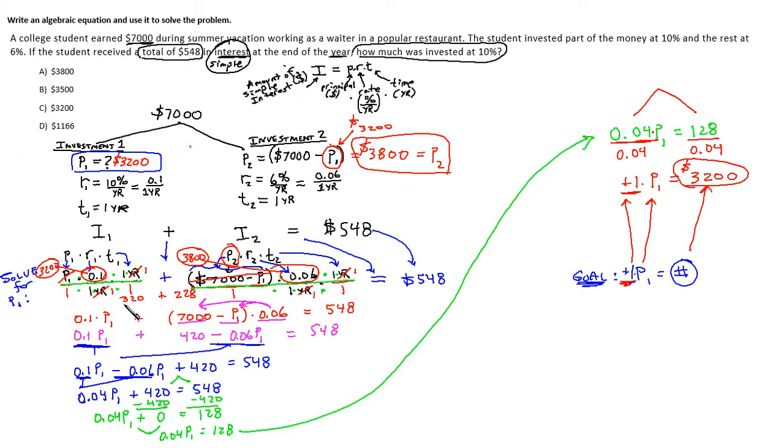Now, when we add these together, 320 plus 228, look at what we get. 548. There's the proper check. That his two individual investments total together to make 548 when we factor in the two individual rates, the 10% that goes with 3,200 and the 6% that goes with 3,800. So I feel very good now that this is the correct number for P1. How much money did he invest at 10%? We look at the answer choices and we find the correct answer that we've already checked. The correct answer is C.